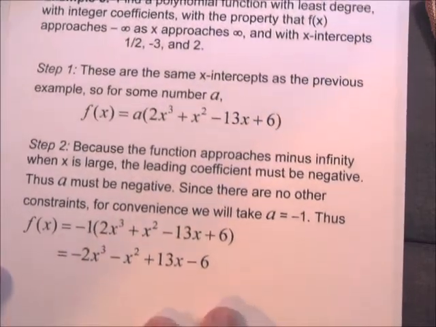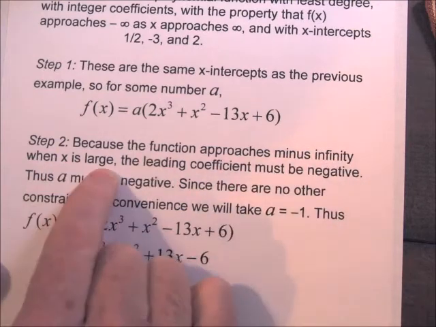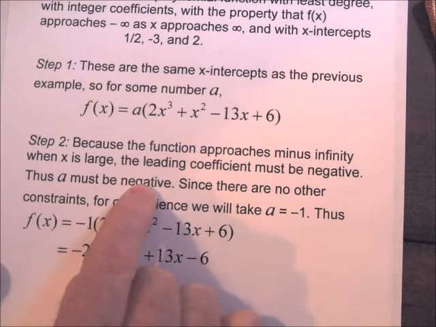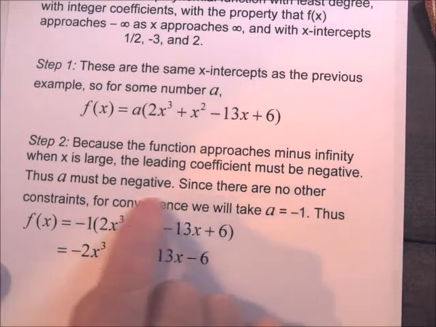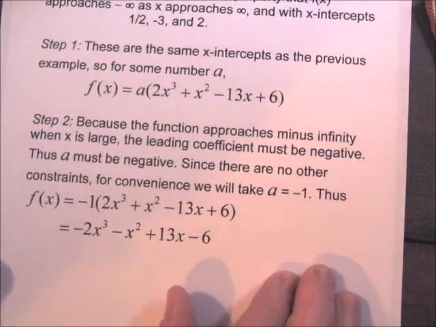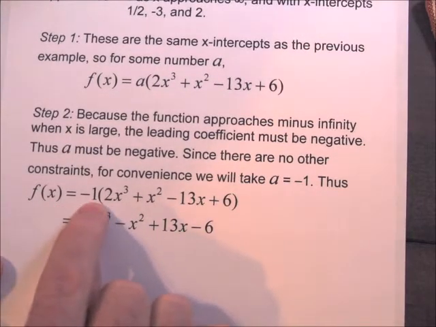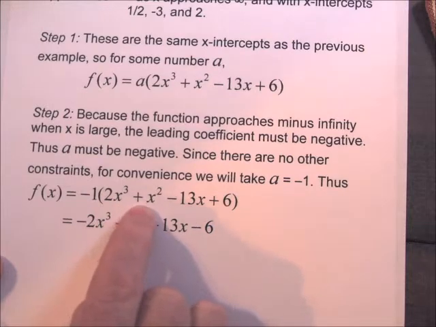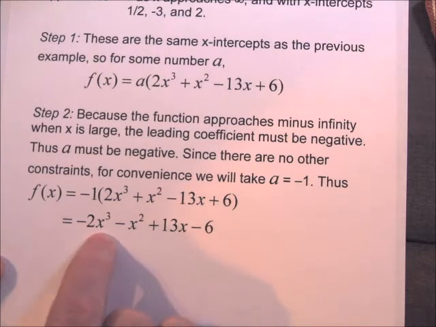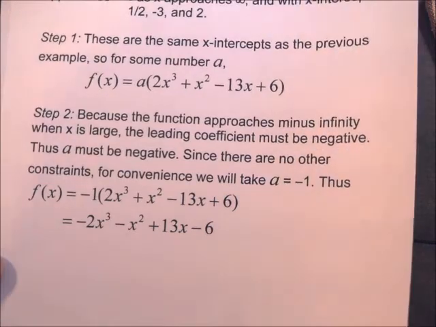And the second step, because the function approaches minus infinity when x is large, the leading coefficient must be negative. So that means that a must be negative. Since there's no other constraints, for convenience, we'll take a equal -1. But we could let a equal any negative number. Okay, so f of x is -1 times the quantity 2x cubed plus x squared minus 13x plus 6. Distribute the -1, we'll get -2x cubed minus x squared plus 13x minus 6. And that's our function.